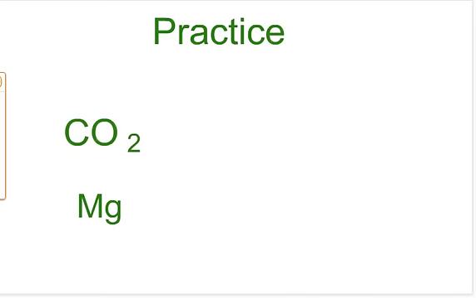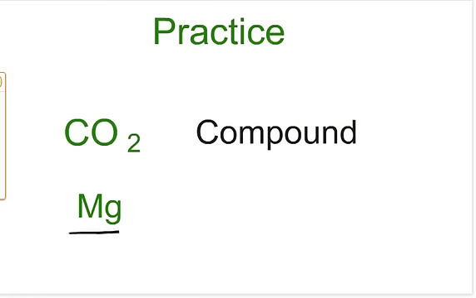Let's do a couple more. We have this right here. Let's take a look. The C is capitalized and the O is capitalized. So CO2 is a compound. Right here, the M is capitalized, but the G is not. It is the element magnesium.